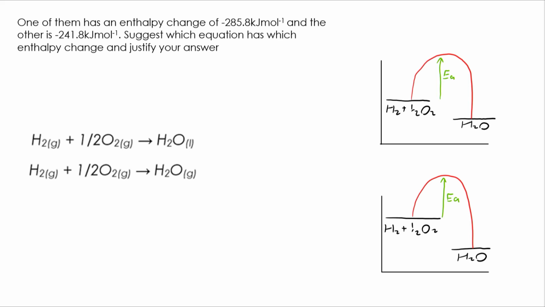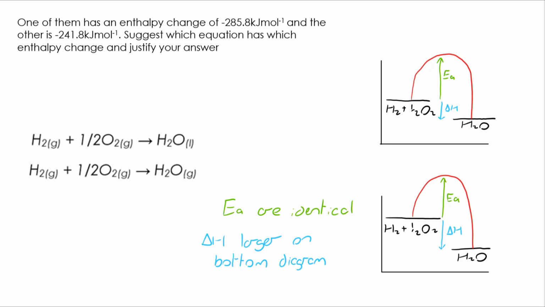I'm going to add my peak in. The activation energy for each of these is identical. We are still going to have to put the same amount of energy in. That has no impact on the final product that we make. But I'm now going to add the delta H's. And you'll notice from the scale of these that the delta H is bigger on the bottom one. So I have drawn and shown a notable difference there.